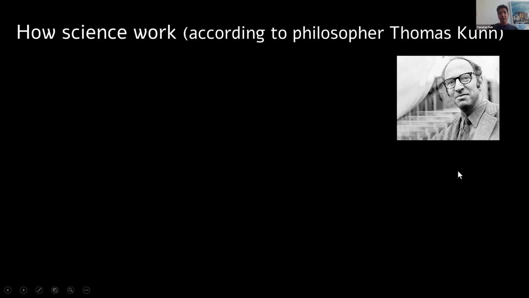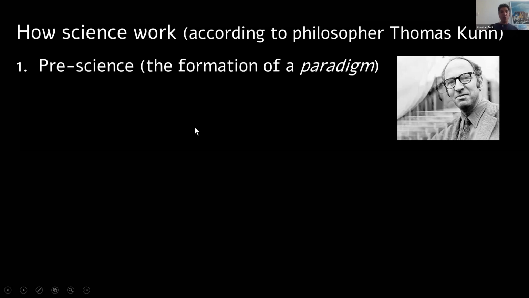So Thomas Kuhn suggests that any scientific method has several stages. The first stage is what we call pre-science. This is the situation that no one knows anything, right? These are the ancient people of Europe or Greece or whatever. And then they form something which we call a paradigm. What is a paradigm? A paradigm is a set of natural laws that explain the observations.